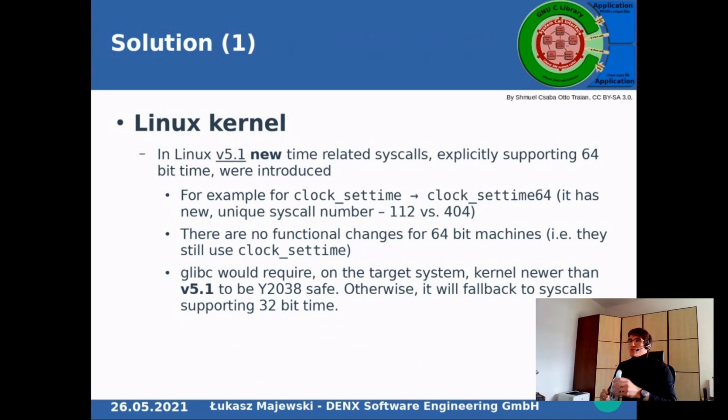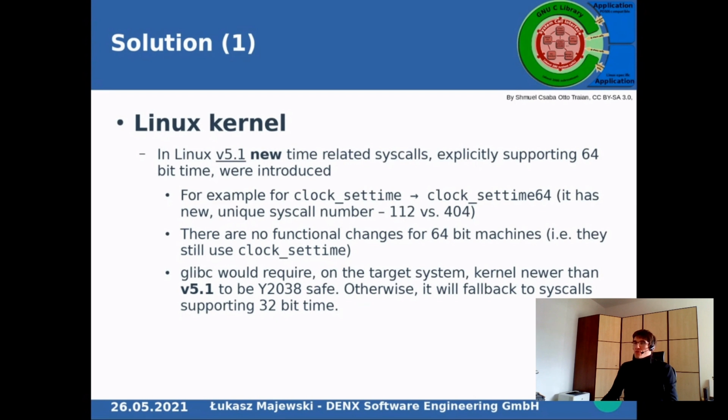Okay, and now I would like to share the information about the solution in the Linux kernel. In Linux kernel 5.1, which is quite old now, a new set of syscalls supporting providing time in 64-bit variables have been added. So, for example, clock_settime is there, and also clock_settime64. Those are new syscalls which have different syscall numbers. This is also problematic from the system security point of view, because those new syscalls, new numbers, shall be allowed on such systems.